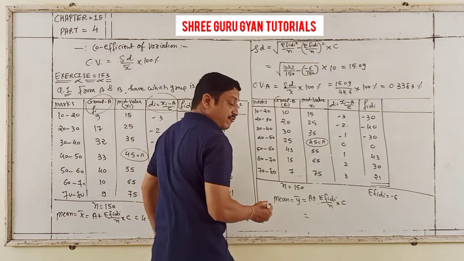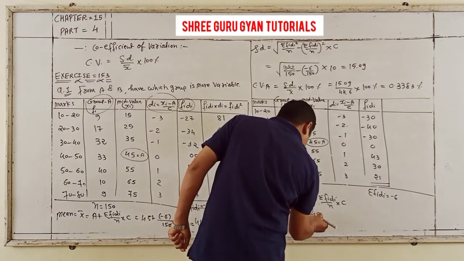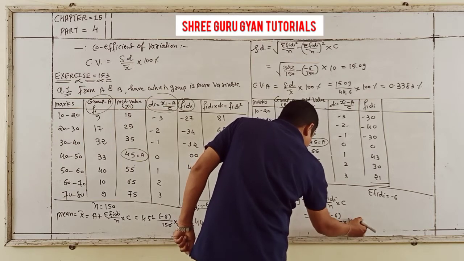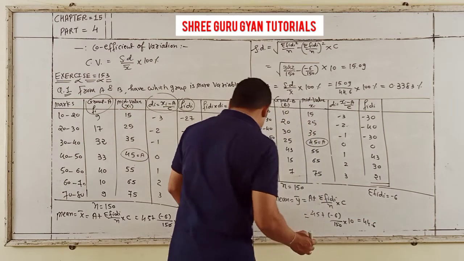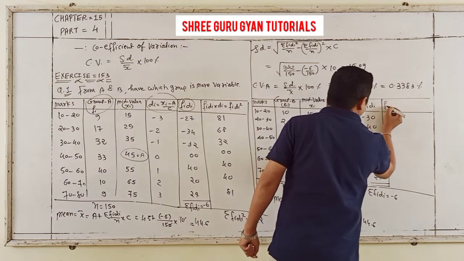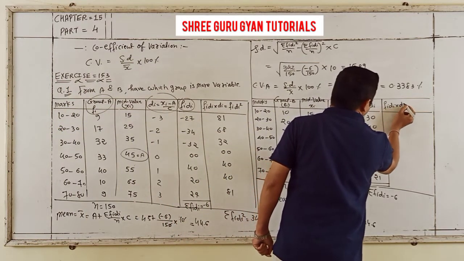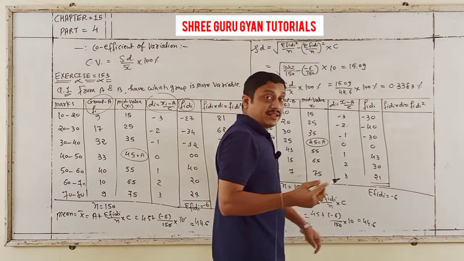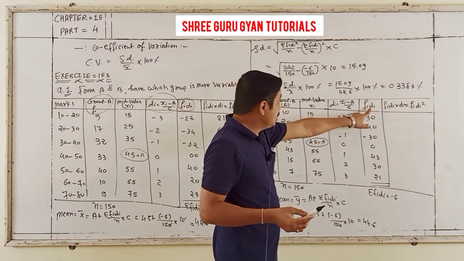Now what is the sigma FiDi value? I have 45 minus 6 by 150, and class length C, it is 44.6, the same as the first. And now the last table, FiDi into Di, that is called FiDi square, and make this FiDi into Di.